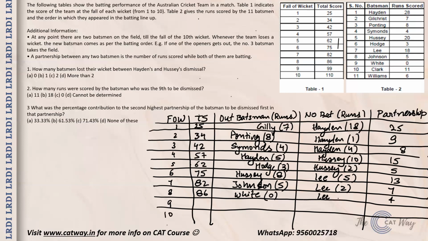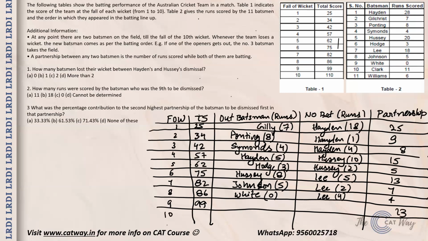That means all the 4 runs of the partnership were scored by Lee. Then the next wicket fell at 99. Now this partnership was of 13 runs.